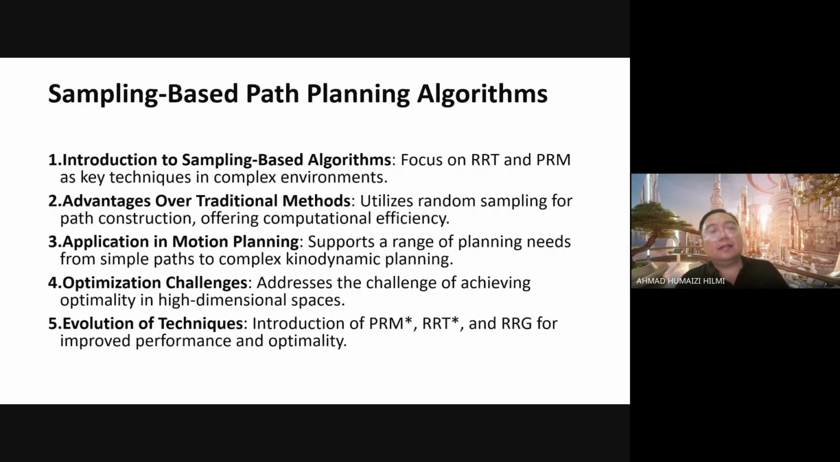So sampling-based algorithm, like I just said before, we want to do random sampling. There are applications of motion planning, supporting a range of planning from simple paths to complex kinodynamic. What is kinodynamic? This is a modern term that we have not heard before during our study days. We heard about dynamic, we heard about static, but how about kino? Kinodynamic is a marriage between kinematic and dynamic, meaning that it focuses on the robotic arm's movement. This is called kinodynamic. It is a new term right now. You have never heard it before during your study days.